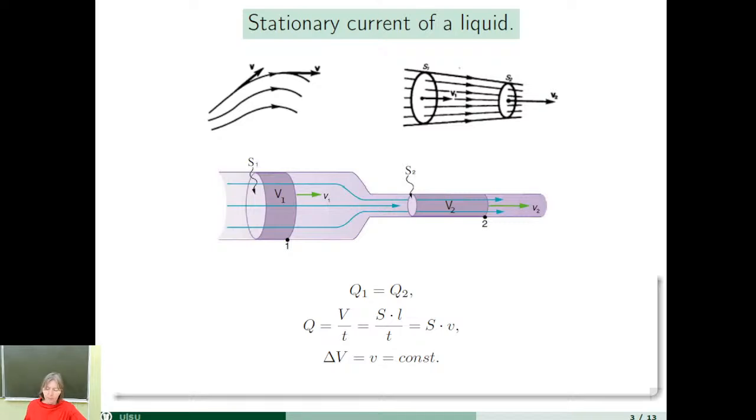And again, big V is a volume, S is a cross-section area of a pipe, and v is the mean velocity of the liquid for a section.